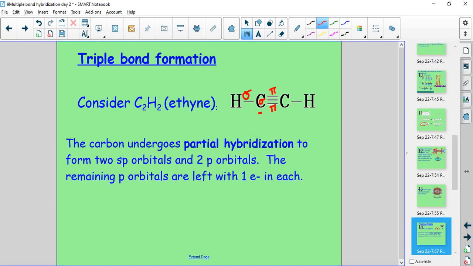So in this case, you're going to have 2 unhybridized suborbitals, right? And the 2 sigma bonds that are created are going to be hybridized, and they're going to have an sp hybridized state. Now we'll get into the details.